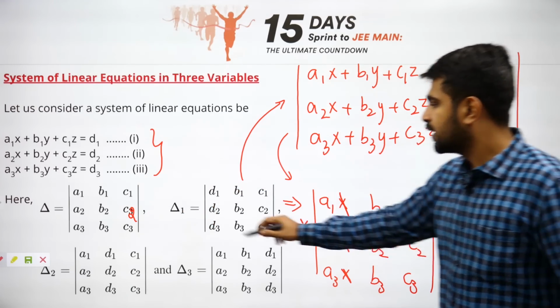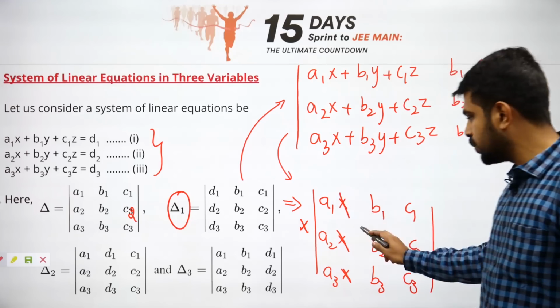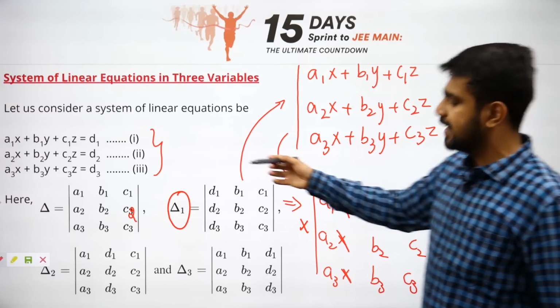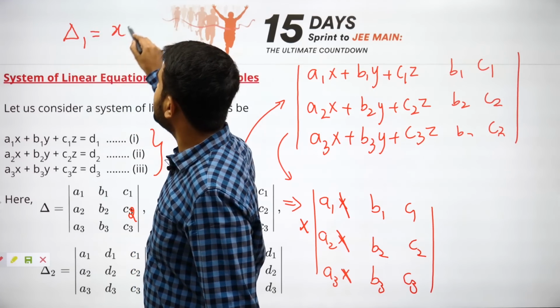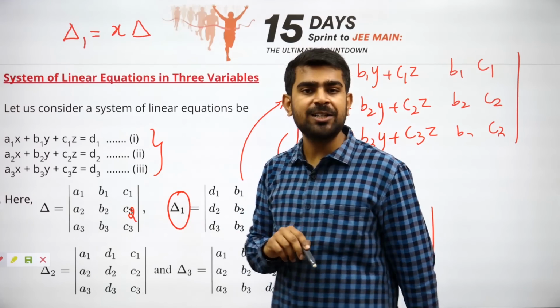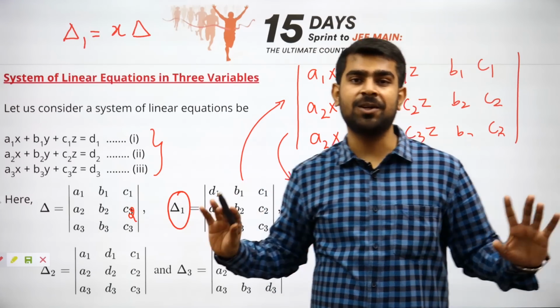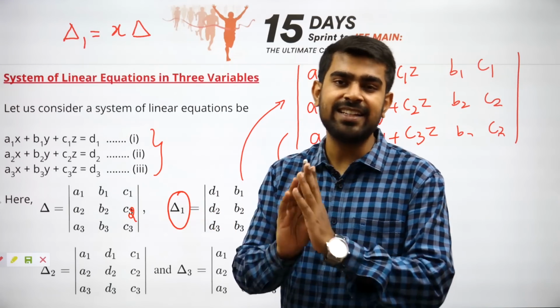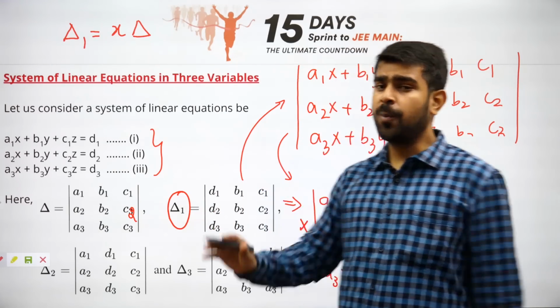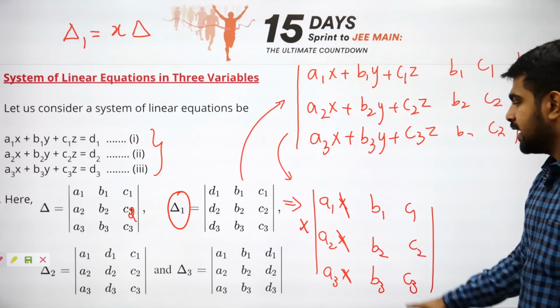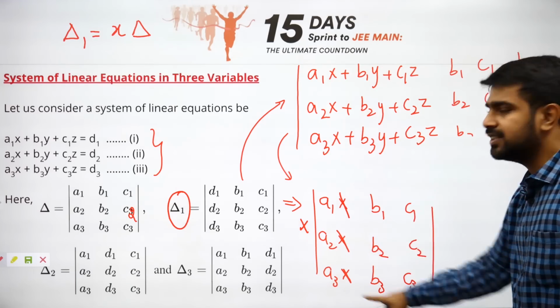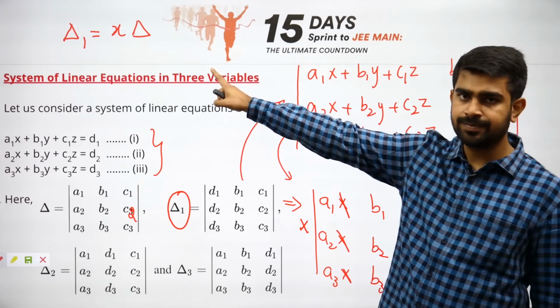Okay. So delta 1, which reduced to this one, can be written as delta 1 is equal to x times delta. Do you all agree with me? That is exactly what I wanted to derive. I hope all of you are clear with this. Because delta 1 is this expression and that is equal to x times this, which is delta. That's what I wrote there.